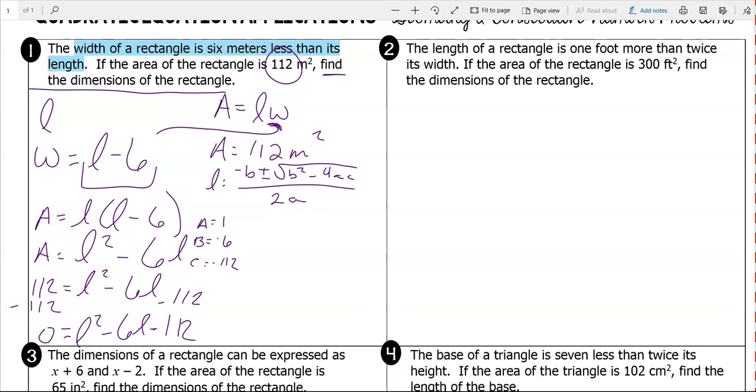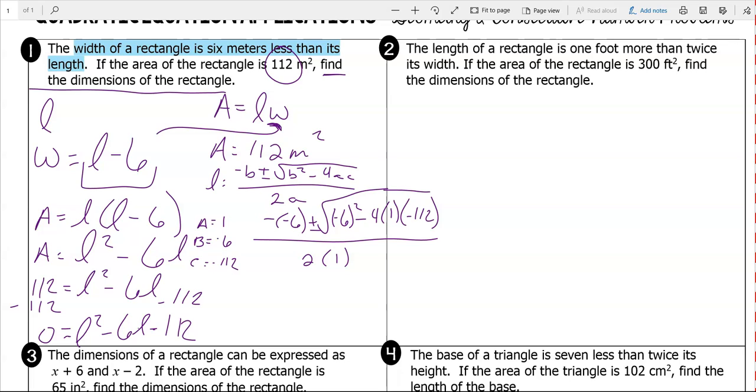Now these are some big numbers, so we're definitely going to want to use our calculator with this. First of all, let's plug them in. Opposite of B, so opposite negative 6, plus or minus the square root of negative 6 squared, minus 4 times 1 times negative 112, all of that over 2 times 1. Now let's simplify further. L equals 6 plus or minus the square root of 36. And we have a negative here and a negative here, so it's going to end up being positive.